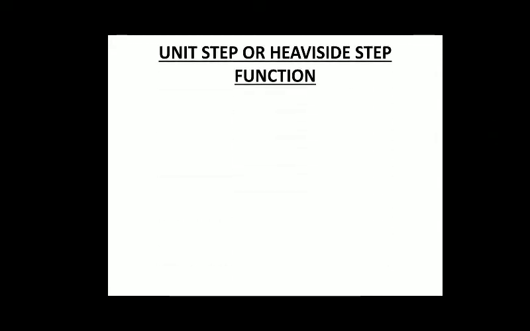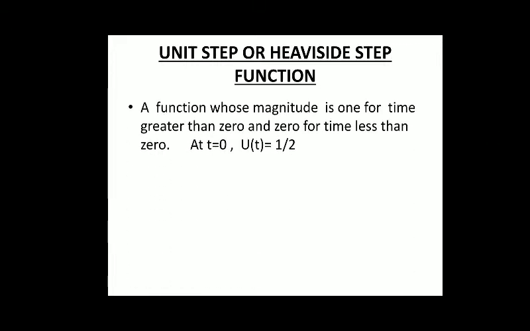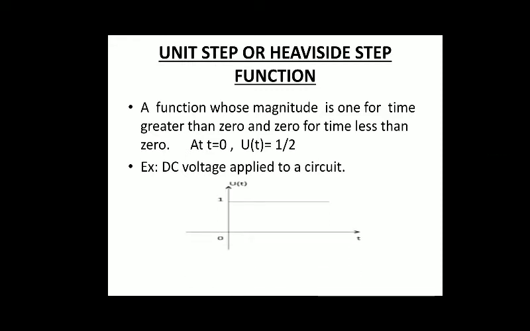First of all, unit step or Heaviside step function. So the unit step function is a function whose magnitude is 1 for time greater than 0 and 0 for time less than 0. Okay, and at t equal to 0, the magnitude is half. For example, a DC voltage applied to a circuit is called a unit step or Heaviside step function, and it looks like this.